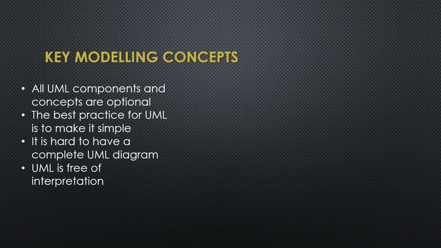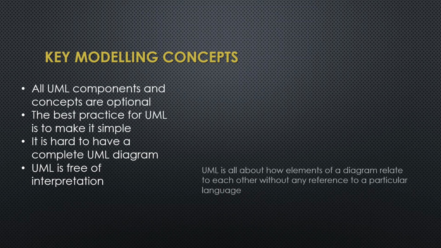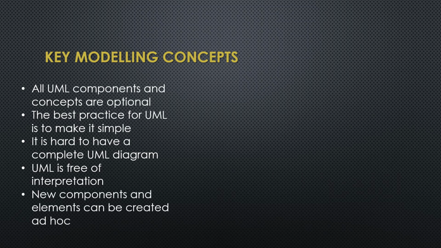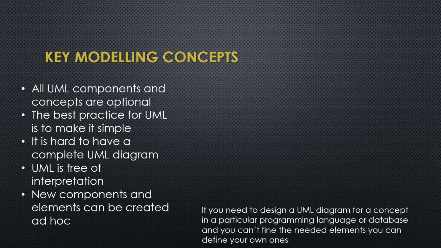UML is free of interpretation. UML is all about how elements of a diagram relate to each other without any reference to a particular language. New components and elements can be created ad hoc. If you need to design a UML diagram for a concept in a particular programming language or database, and you can't find the needed elements, you can define your own ones.